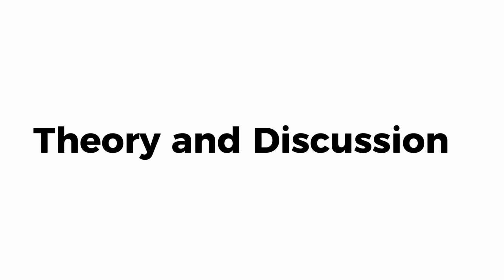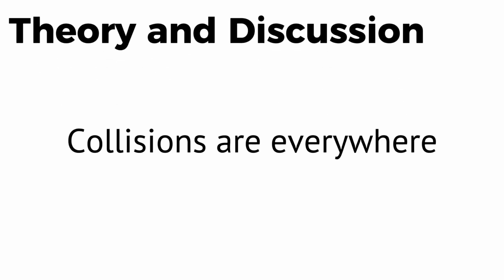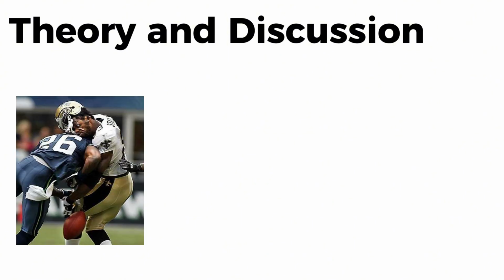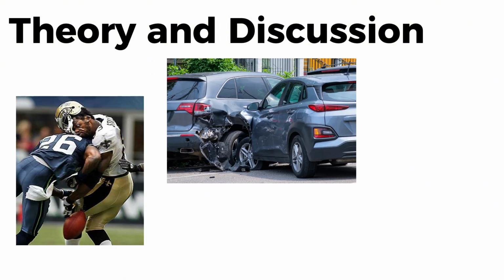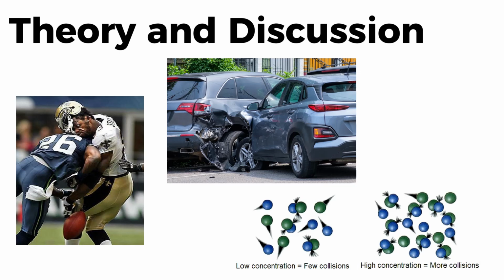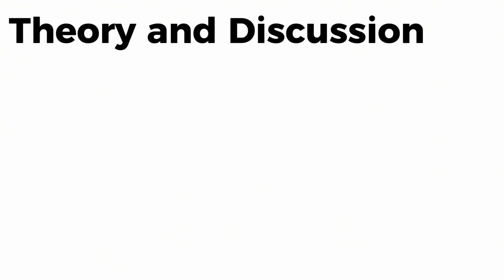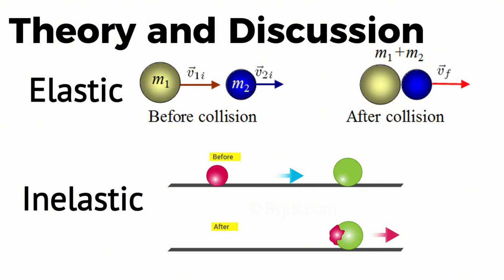Okay, now let's move on to our theory and discussion. Collisions are all around us. They happen in everyday life, from sports to car accidents to the motion of particles. And these are classified into two types, which are elastic and inelastic collisions.